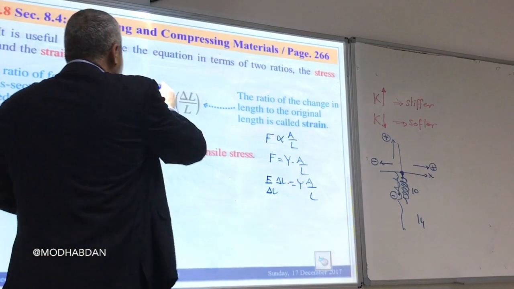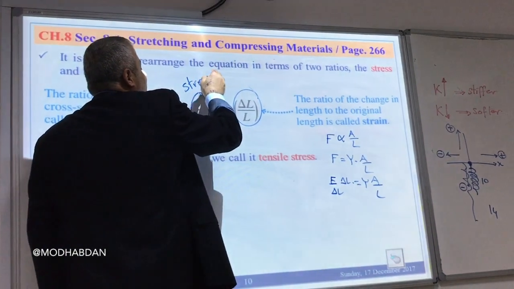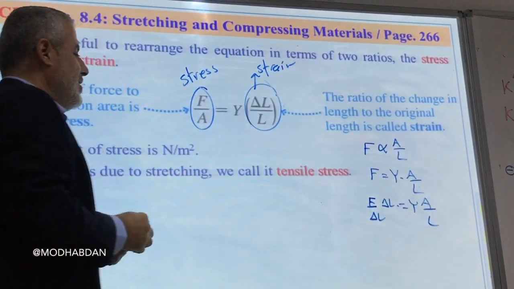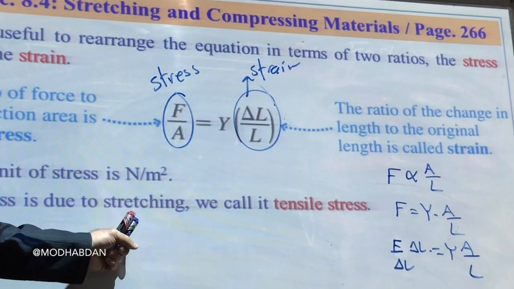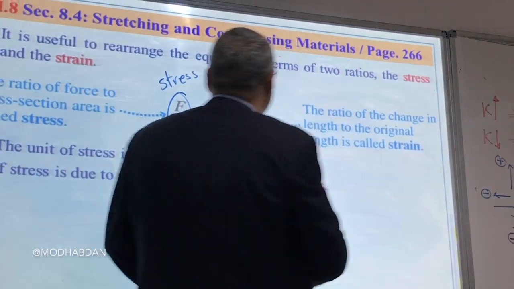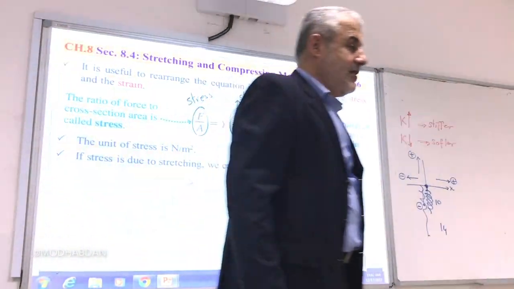No. Pick up this one. I need to show you this. This is because of the stress, and this is because of the strain. Now I'm confused about how to get it. See, F over A is called the stress.